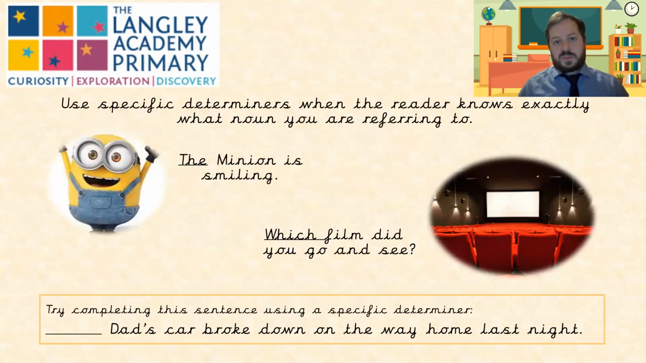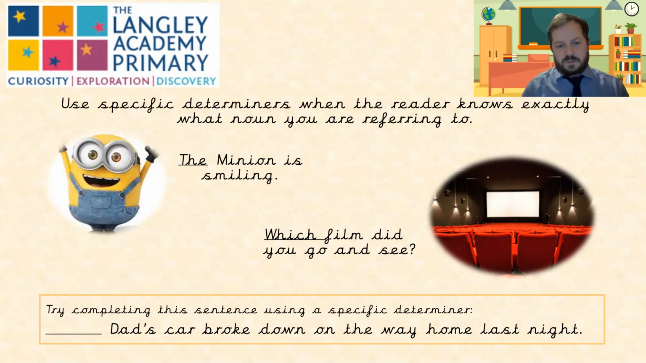So you use specific determiners when you know what they're talking about. In this case, the minion is smiling. The is the definite article; it's the main article within the sentence, and we know that it's smiling. Or, which film did you go and see? You're trying to find out more. It's an interrogative determiner, trying to find out more about the film that you went to see.